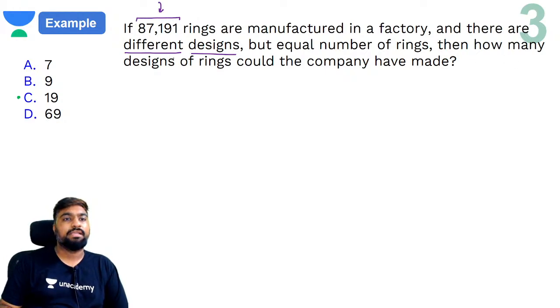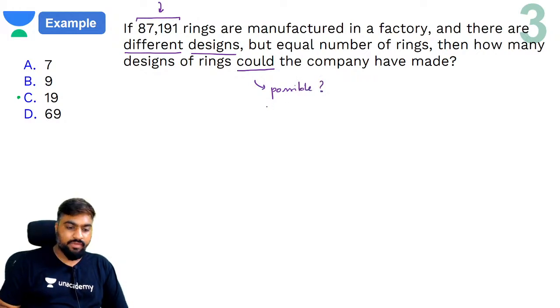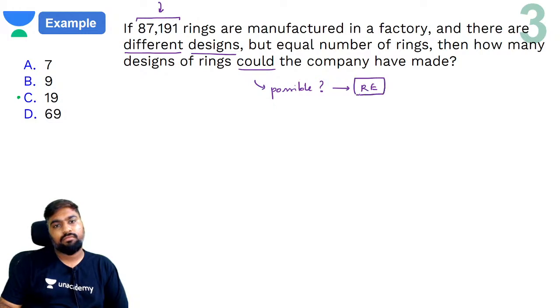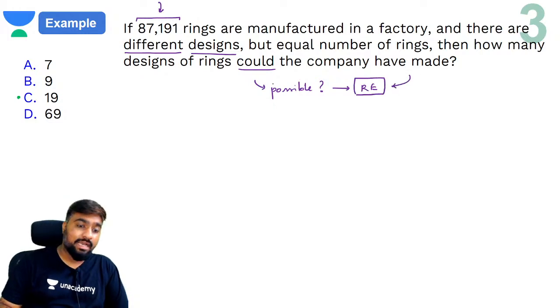They're asking how many designs of rings could the company have made? Could. Possible. So whenever you have questions that have the word could or possible, you always go with reverse engineering, because there could be more than one answer. For this question there could be more than one answer. So whenever you have could, possible, probable, always go for reverse engineering. Very good. Mansi, Nayan, Nalin, all three say 19. How about others?